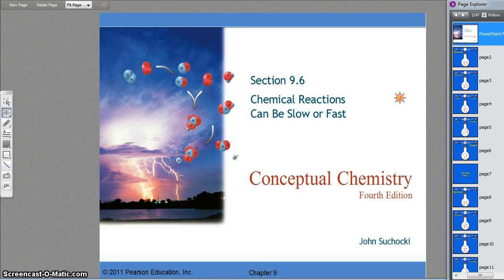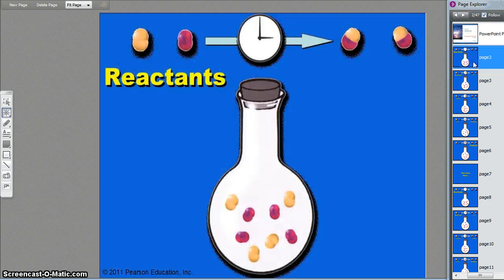Some reactions are very slow, like iron turning to rust. It will take a long time if you want to watch iron turn to rust. You will be sitting there for a long time watching it. And others are very fast, like when you add baking soda to vinegar. That's a very fast reaction. So the speed of a reaction is indicated by its reaction rate.